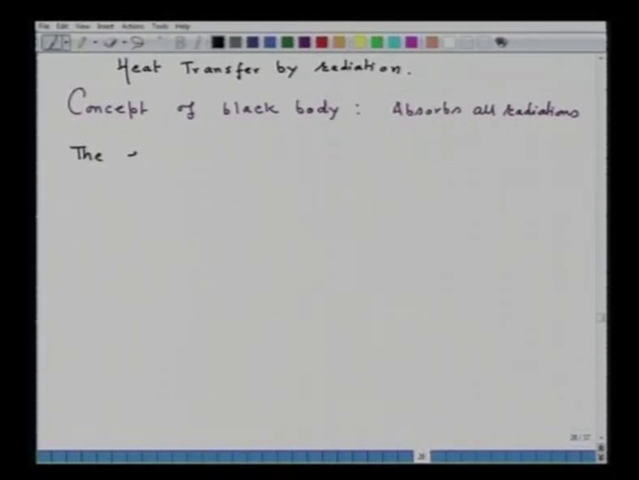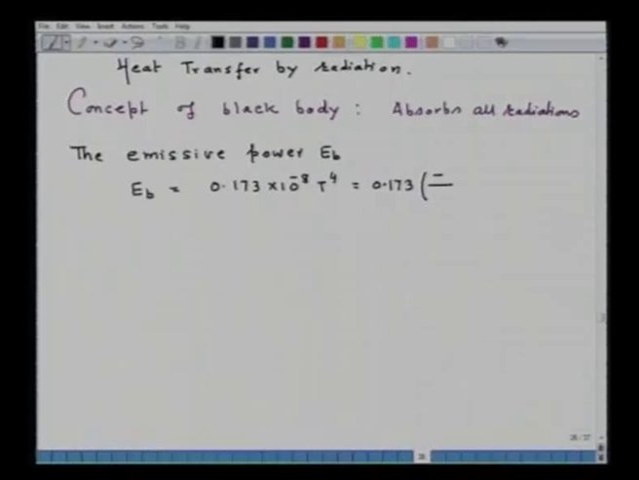So, according to Stefan-Boltzmann law, the emissive power of a black body, say if we say EB, then we can say EB is equal to 0.173 into 10 to the power minus 8 T to the power 4, or you can also write 0.173 T upon 100 raised to the power 4, where EB is the amount of radiant energy emitted per unit area.